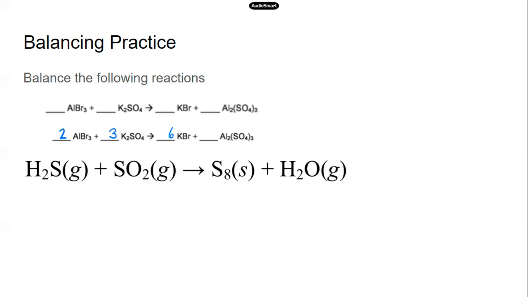And then after that, this is all perfectly balanced. You can use this equation for whatever you might need it for: stoichiometry, your molar ratios, figuring out how many grams are required for a particular reaction.